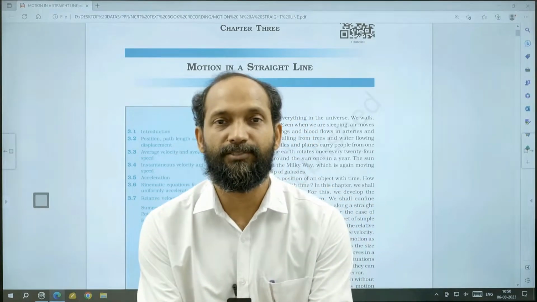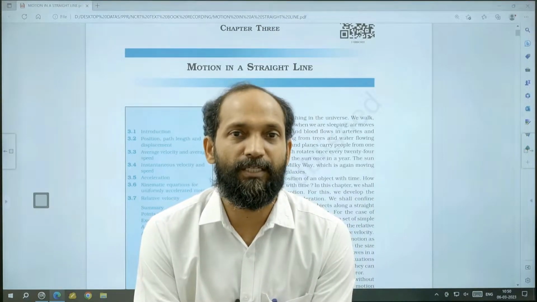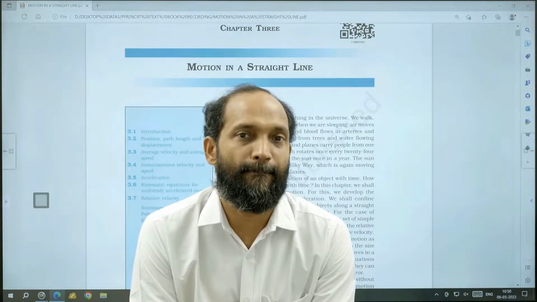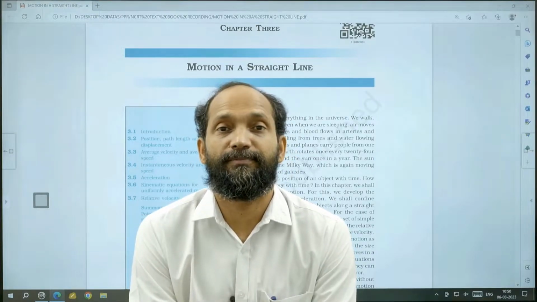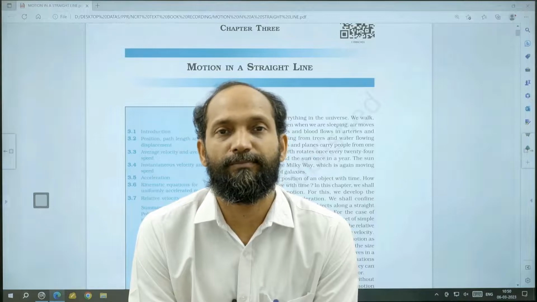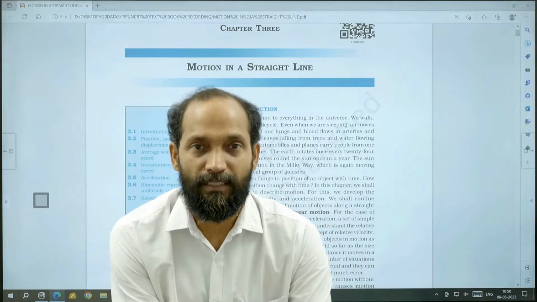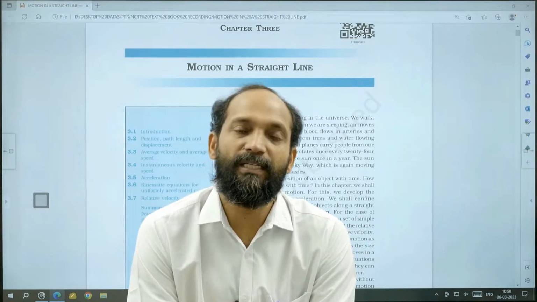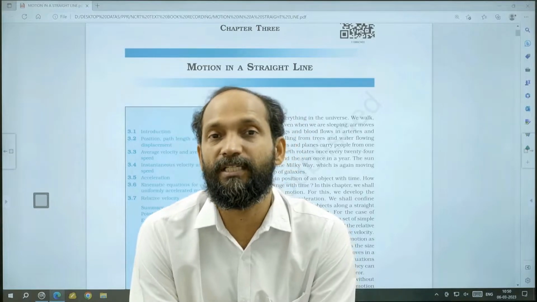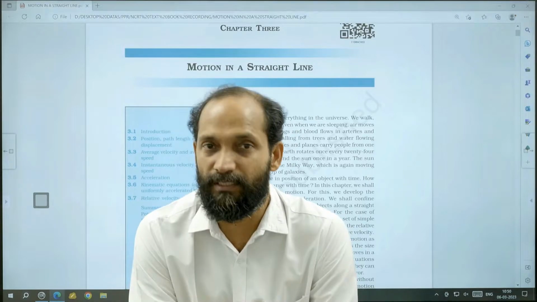Path length is the distance covered by a moving body. That is also called distance. Displacement is the change of position of a body, that's all. Or it is the shortest distance between any 2 points in a specific direction. So while dealing with displacement, a direction is specifically needed. Distance doesn't have any relation with direction.